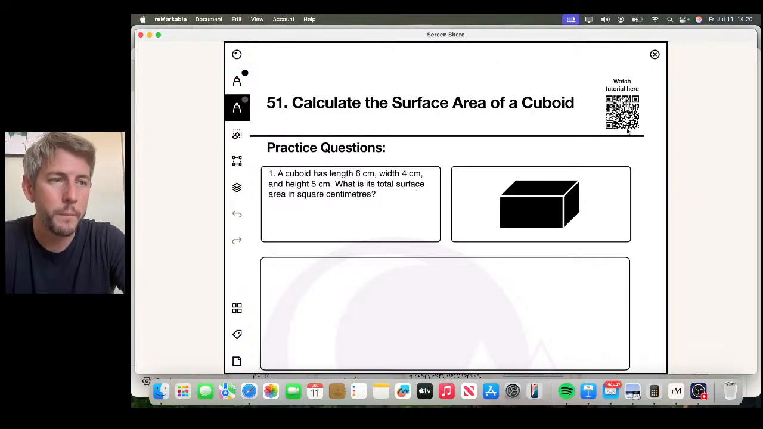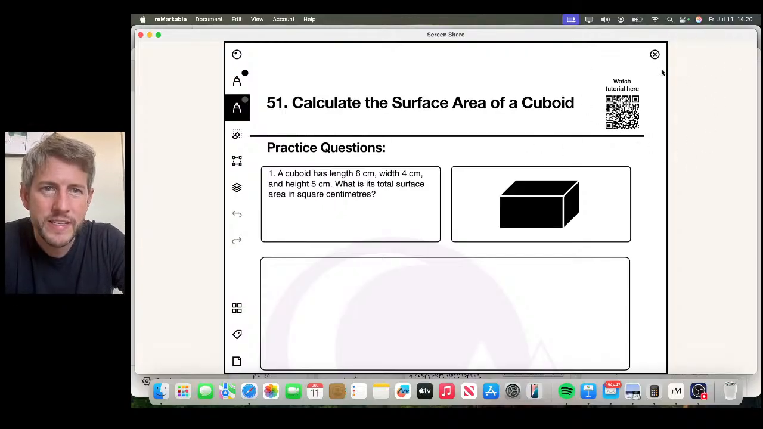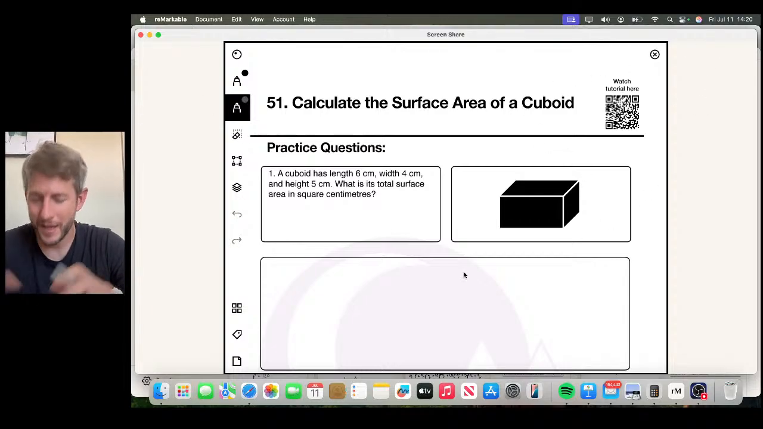Just as a little point of reference, if you see these little things here, these QR codes, you can scan them if you want to. These link directly to tutorials on how to do the topic that we are doing, if you feel like you need a little bit more help and guidance on that.